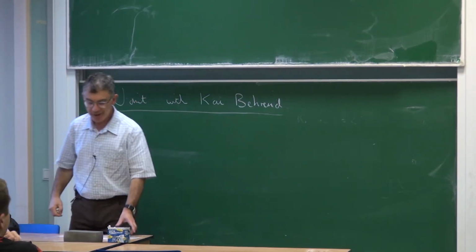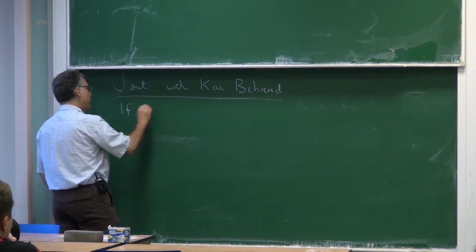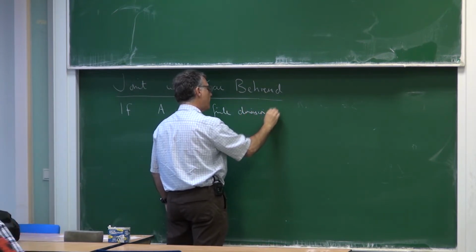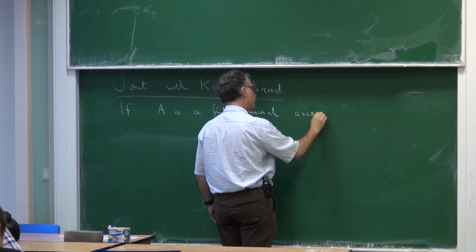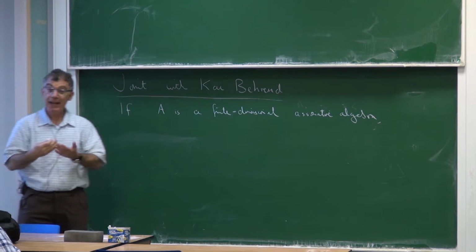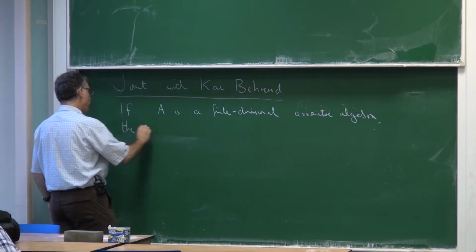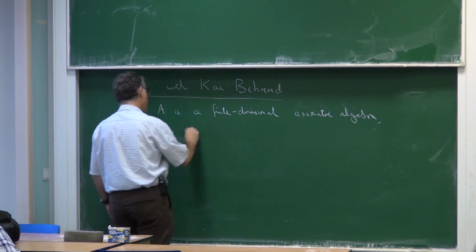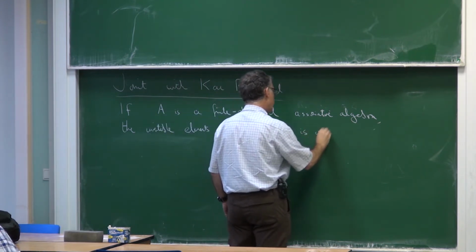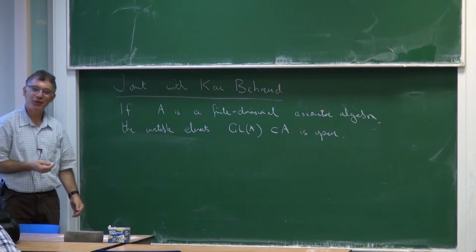And so I want to begin with a well-known statement that if A is a finite dimensional associative algebra, then I can take inside A all of the invertible elements. So that's an open subset. And it's a Lie group. So this is one source for Lie groups.